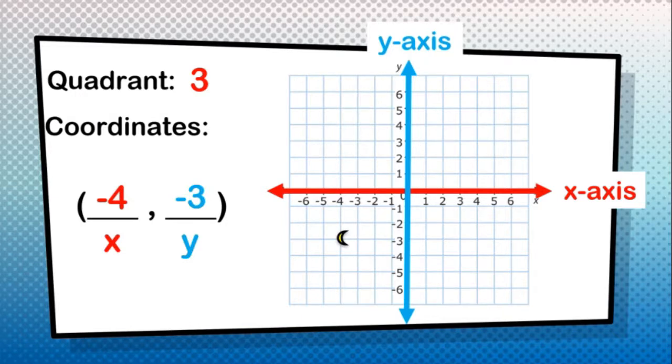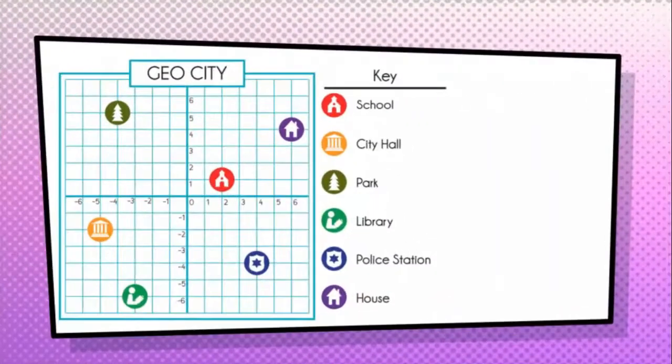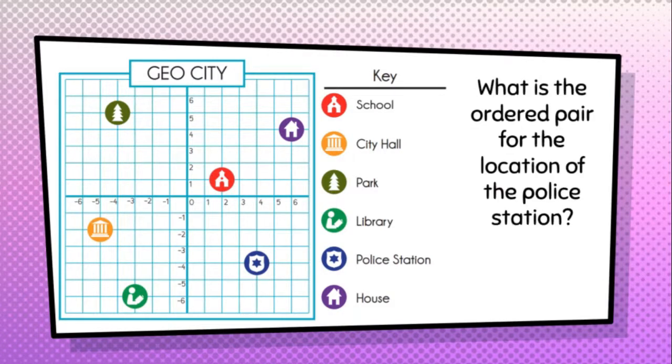Very good. Looks like you really understand our lesson for today. Now, let me give you a short exercise. Using the coordinate grid of GUCT, answer the following questions that will be posted. Number 1. What is the ordered pair for the location of the police station? And that is (4, -4).